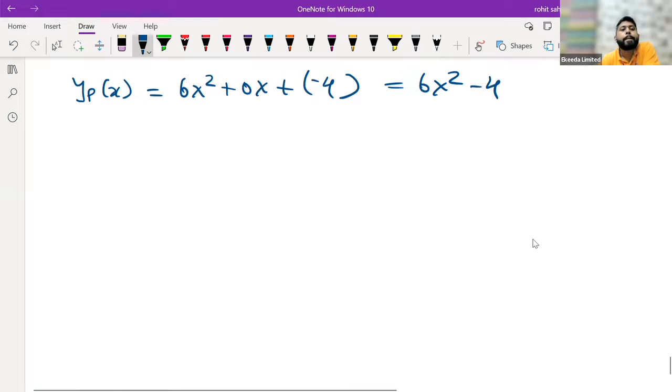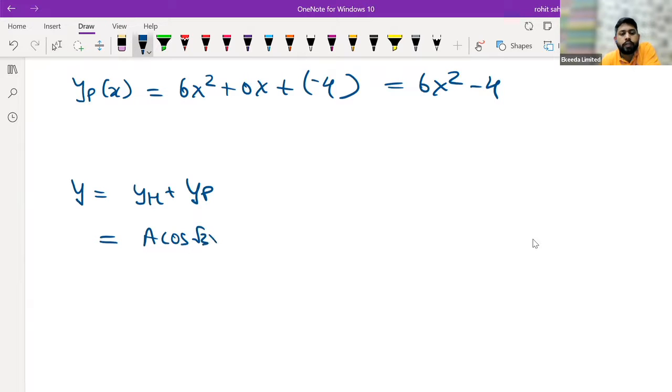Now your equation will look like the complete solution, which is y homogeneous plus y particular: a cos root 3x plus b sin root 3x, and this particular solution, we have found its coefficients, which is 6x square minus 4. So it should look like this.